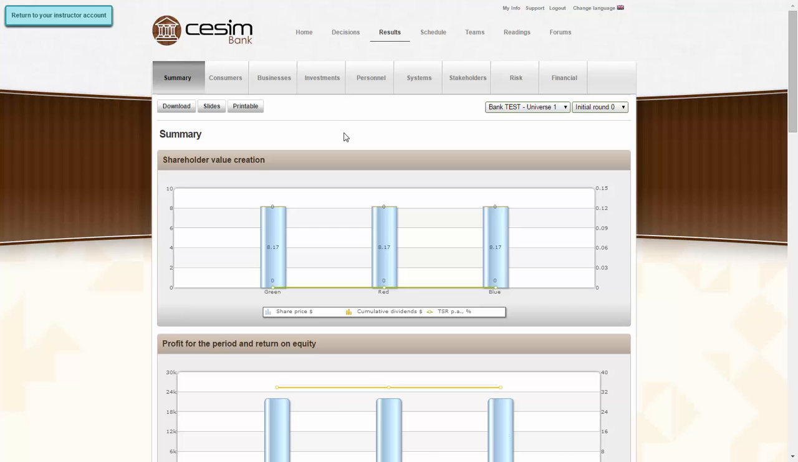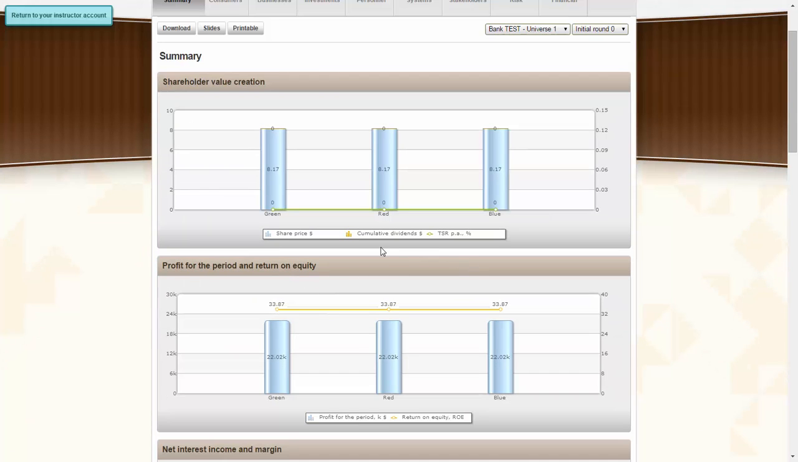And here in the results section we have a very comprehensive set of different results that are available. There's a summary which then outlines some of the key indicators. The typical winning criteria, by the way, is this TSR, which is total shareholder return. So that takes into account both the share price development and dividend payments throughout the rounds. You as instructors can obviously decide to use other winning criteria as well, but this is the one that is quite commonly used.